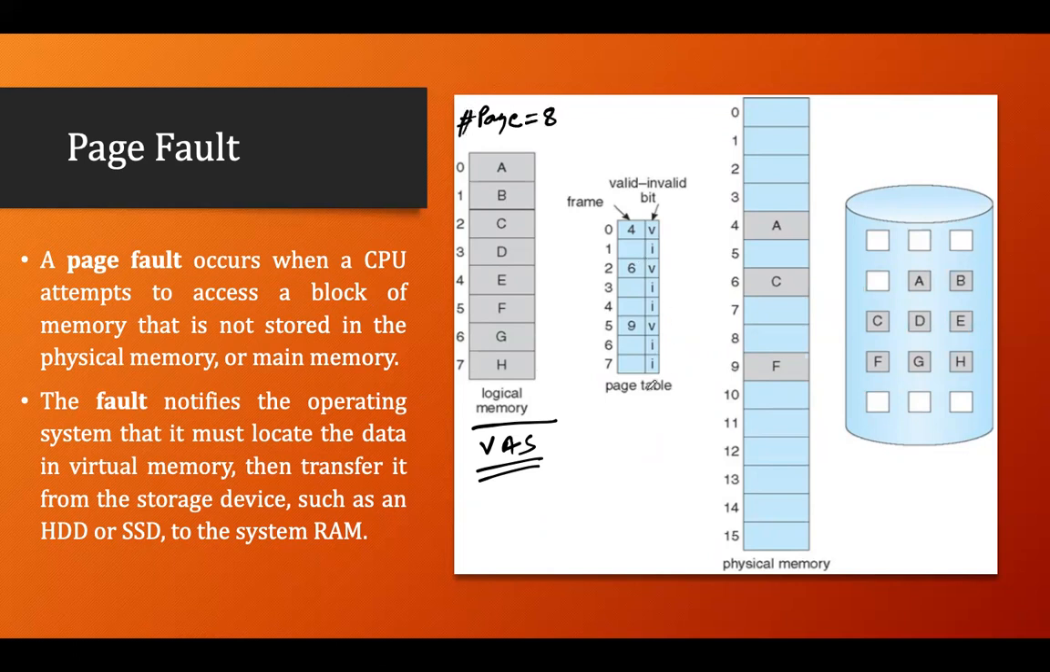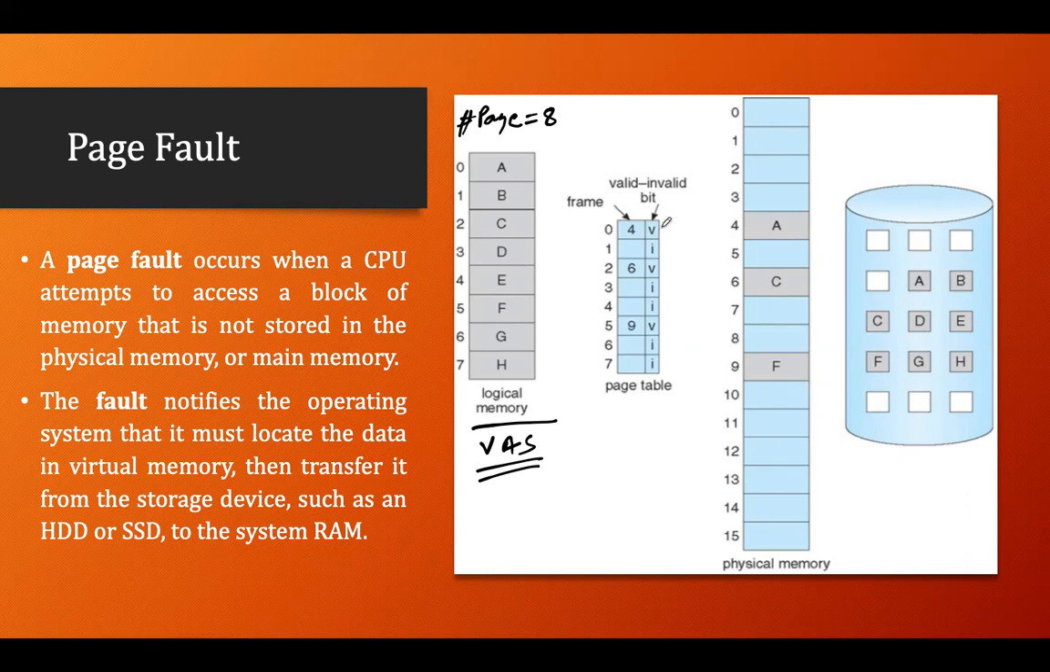Now, in the page table, we'll make the entry of the pages. We have 8 pages, so we have 8 entries in the page table. But in the main memory, we are getting only 3 frames available. So you can see page number 0 is in frame number 4.